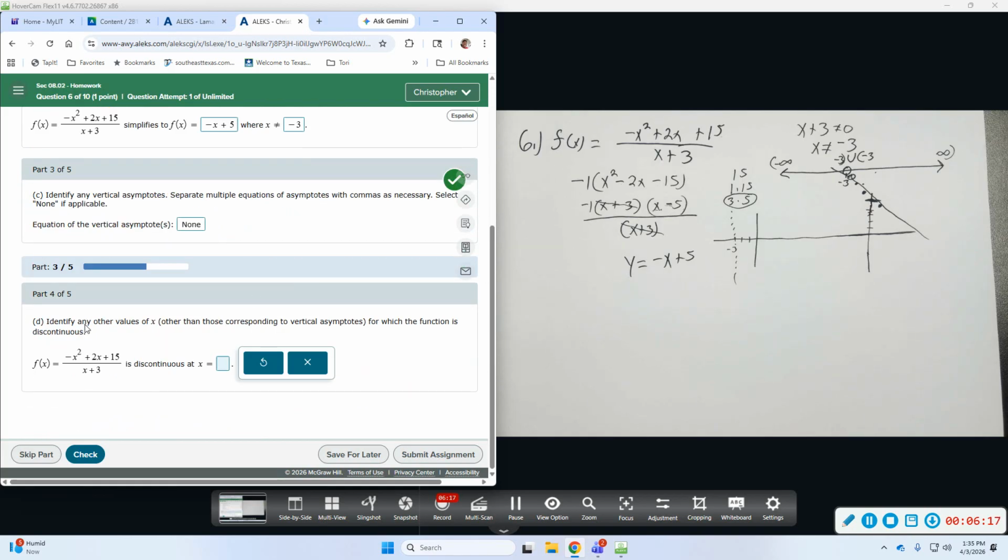All right, we're going to identify any other values of x other than those corresponding to the vertical asymptote for which the function is discontinuous. There's not any other values of x other than the negative 3. So x is discontinuous. So now it's saying it's not an asymptote, it's a discontinuous point or a hole, and that's still at negative 3.